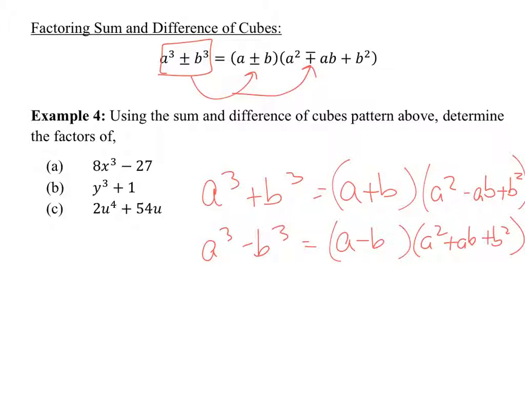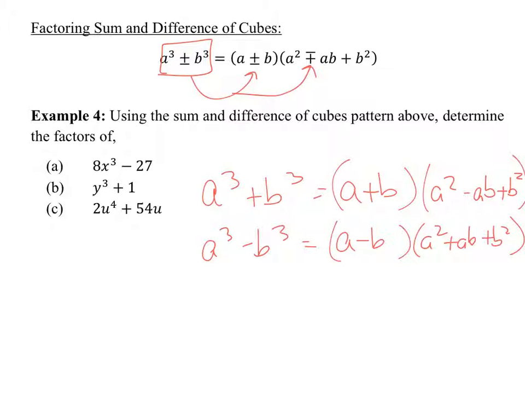Okay, so those are the two different forms of difference and sum of cubes. This is clearly sum of cubes. This is clearly difference of cubes. So to perform this operation properly, you need to identify what your perfect cube is. So look at part A. 8x cubed minus 27.